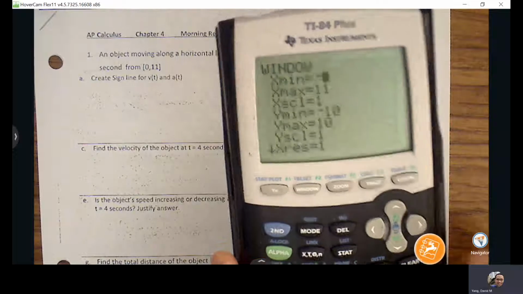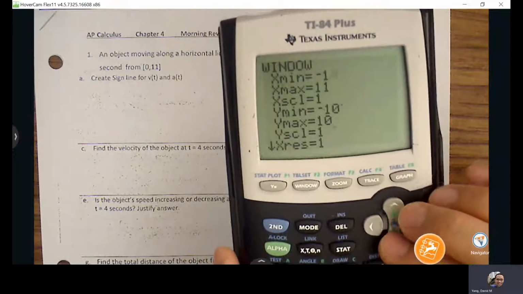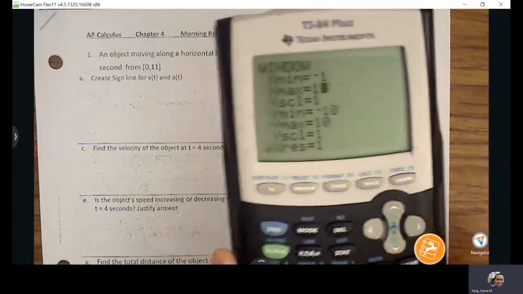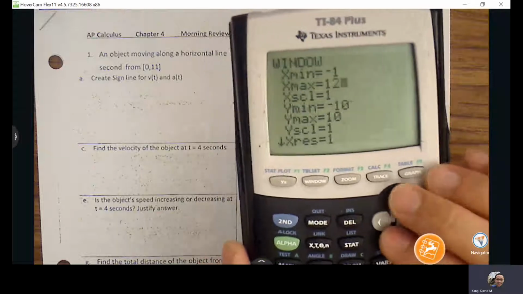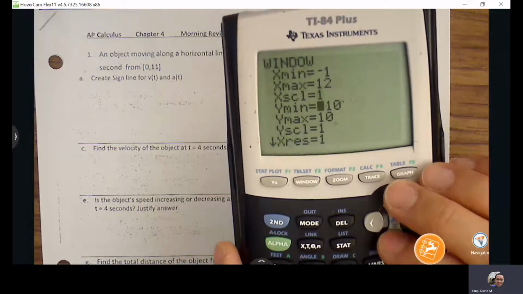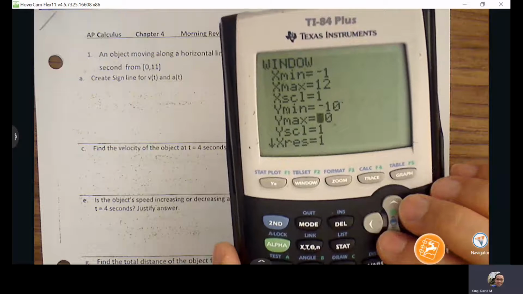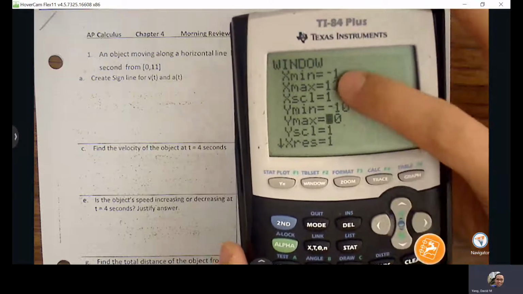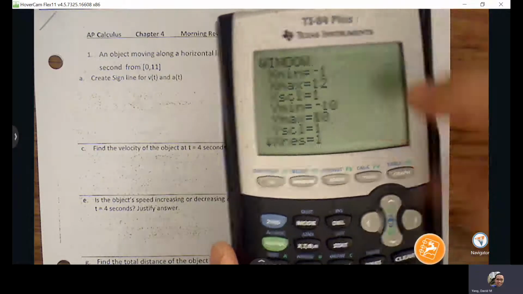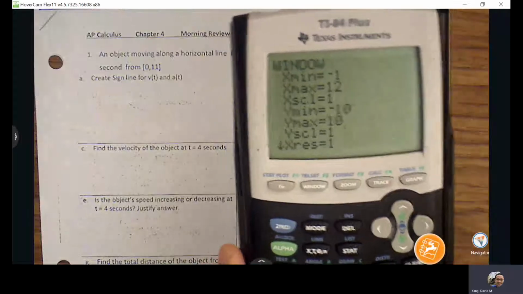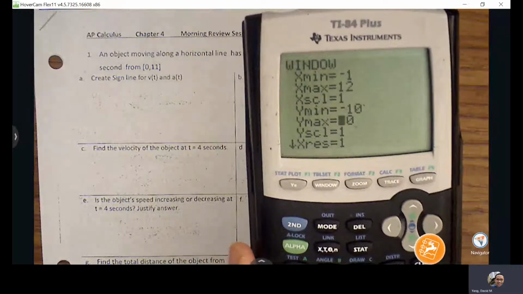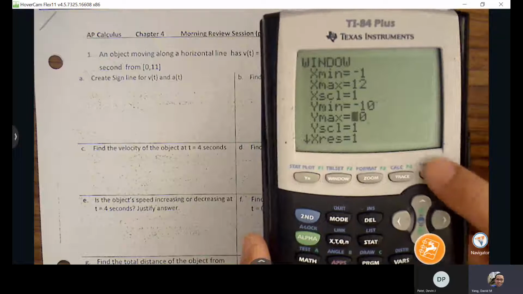Or if you want, sometimes I like to just have some room around the edges a little bit. So from -1 to 12, you don't have to. And then y min, y max, typically I start off with -10 to 10. So you're only playing with 4 numbers here, x min, x max, y min, y max. It just tells you how far you want to be looking on your coordinate plane. Okay, hit graph.